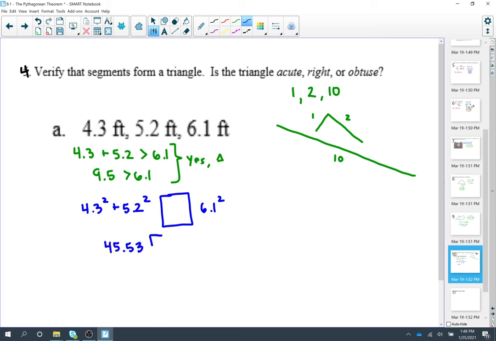I'm going to leave my box for now, and then I'm going to do 6.1 squared, which is 37.21. Now, keep in mind when you're doing this, you're always looking at the C value. This is the C value. The C value is smaller. So because the C value is smaller, that tells me that this triangle is actually an acute triangle.